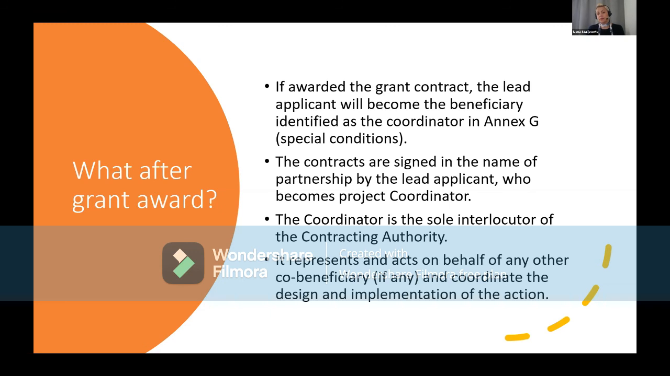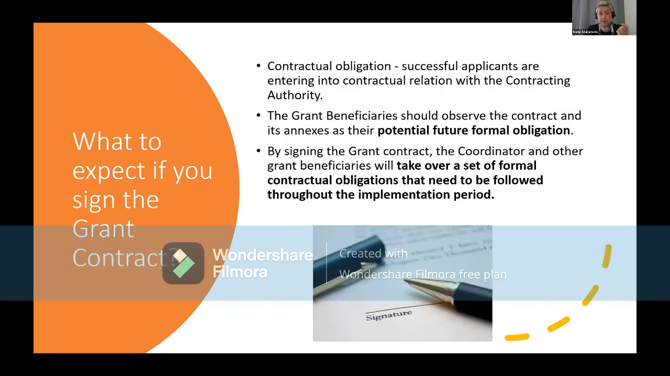The coordinator is the only interlocutor, the one who is communicating with the contracting authority officially. And he is representing and acting on behalf of any co-beneficiaries, if you have partners or affiliated entities. So the lead applicant becomes the coordinator of the design and implementation of the action. And he also bears the financial responsibility for the implementation of the project.